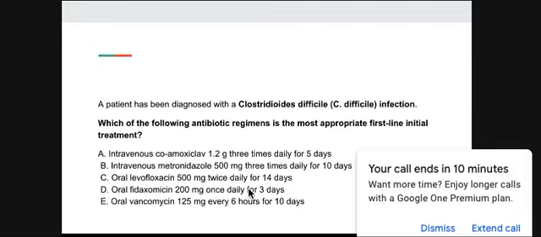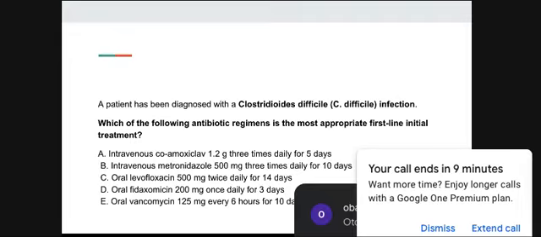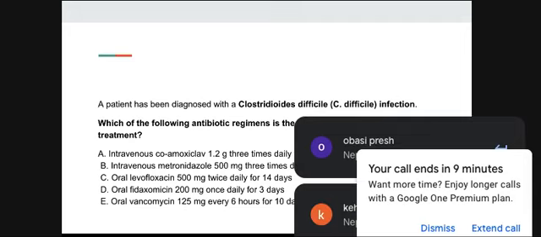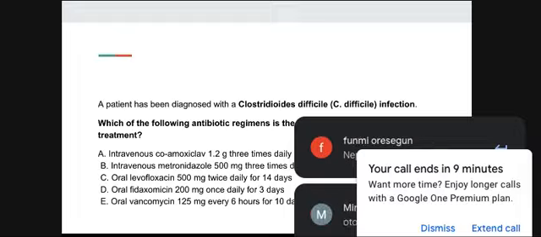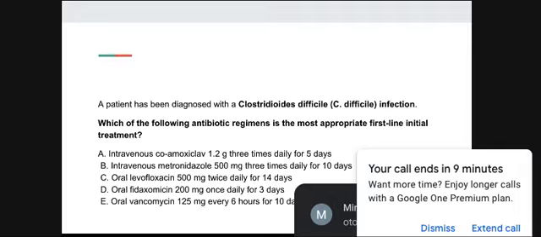So we mentioned that vancomycin can cause red man syndrome. What other common side effect is associated with vancomycin? Yes, vancomycin can cause ototoxicity and nephrotoxicity. Vancomycin can cause ototoxicity and nephrotoxicity.